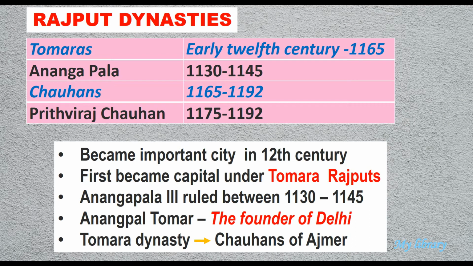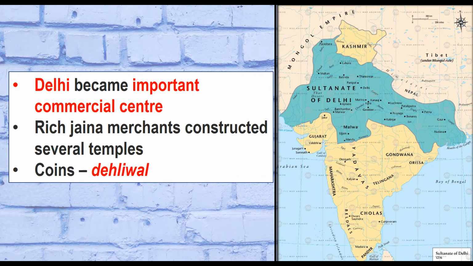The Tomara dynasty was defeated in the middle of the 12th century by the Chauhans or Chahamanas of Ajmer. It was under the Tomaras and Chauhans that Delhi became an important commercial center. Many rich Jaina merchants lived in the city and constructed several temples. Coins minted here, called Dehliwal, were used widely.